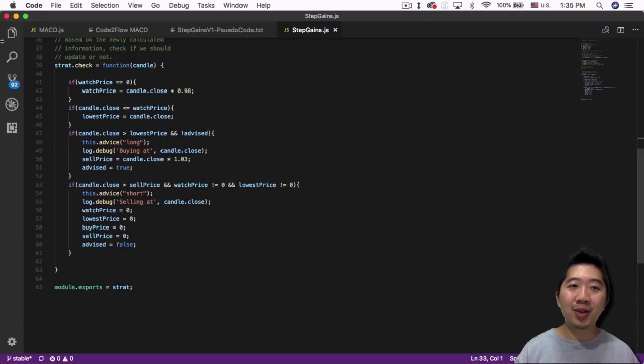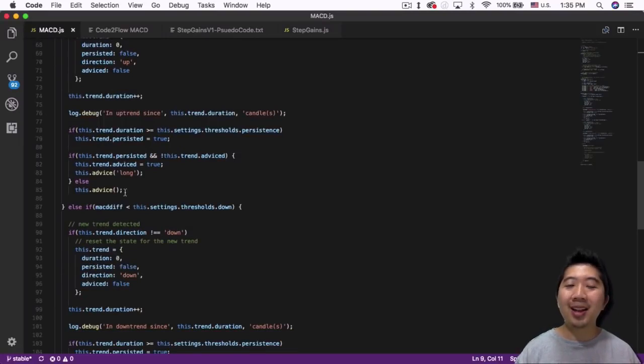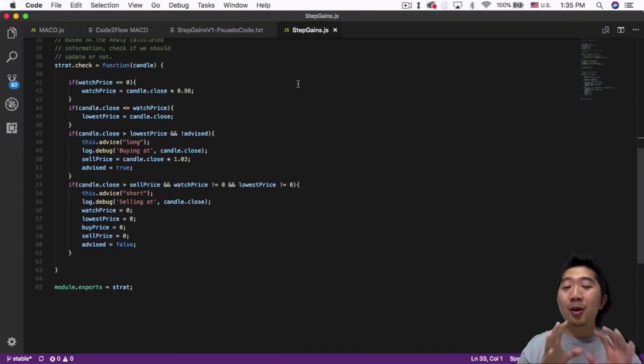It's much simpler than the MACD that they have, which has trends and directions and advice. I mean, I have advice in mind too, but like the duration, you don't need any of that stuff. This is your first strategy that you want to write. You want to make it as simple as possible while making it work. And that's what I did here.